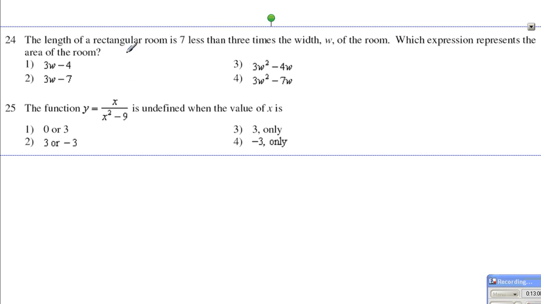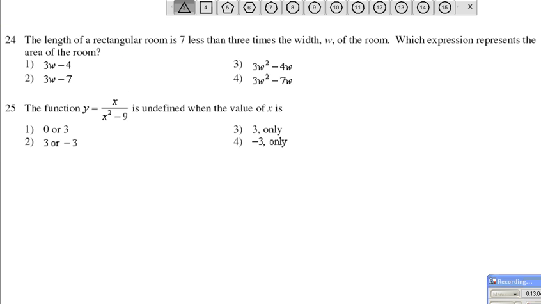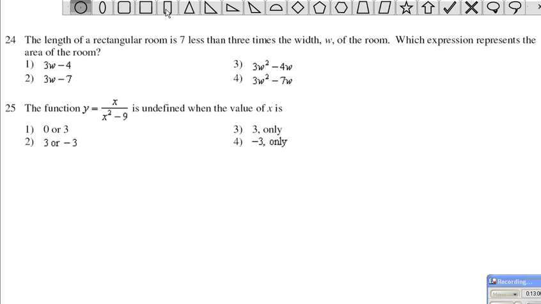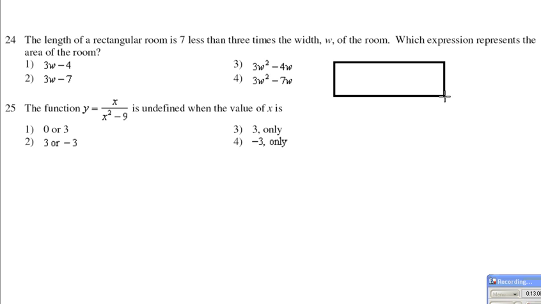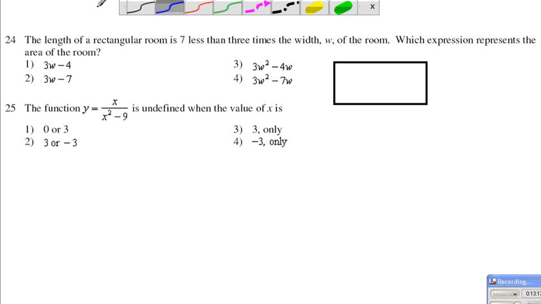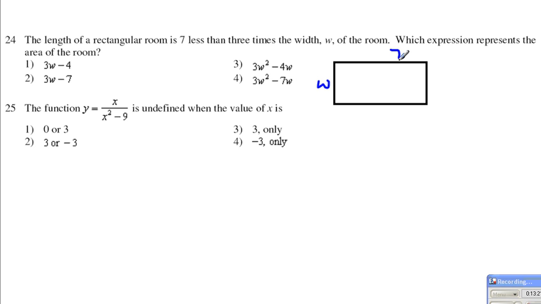Next, here we have the length of the rectangular room. I think it would be better if we had some sort of rectangle here. All right, so we have a rectangle. The length of the rectangular room is 7 less than 3 times the width. So if this one is W, this one is 7 less than 3 times the width. Notice that we put the 7, the less-than value, at the end: 3W minus 7.